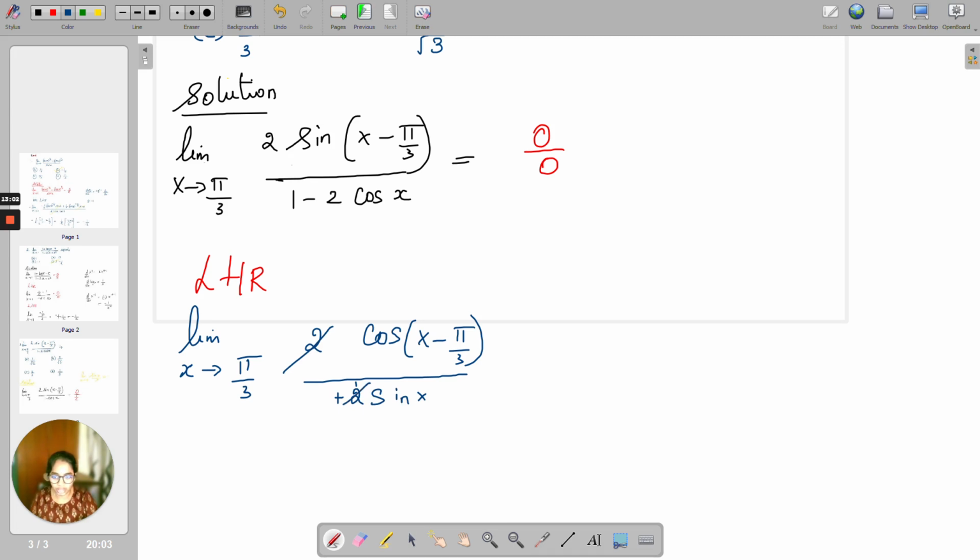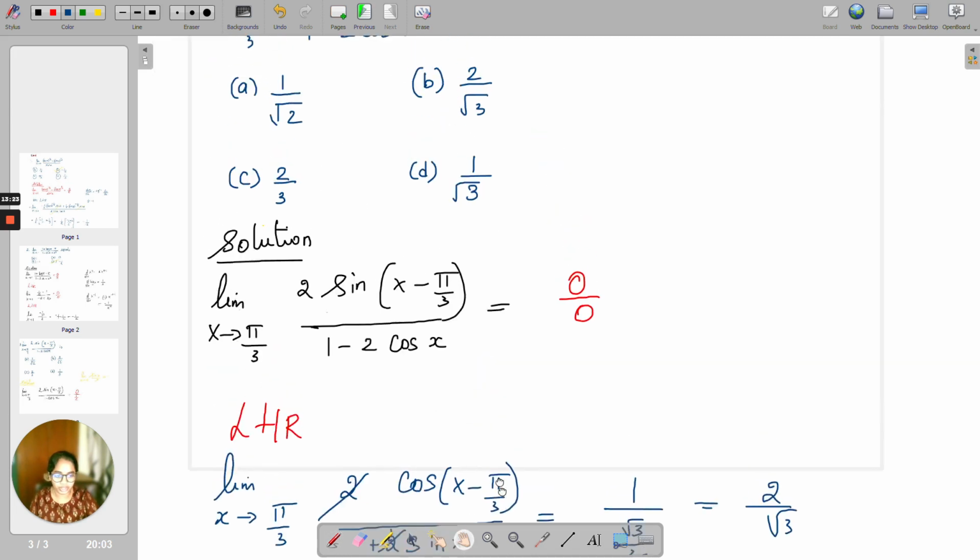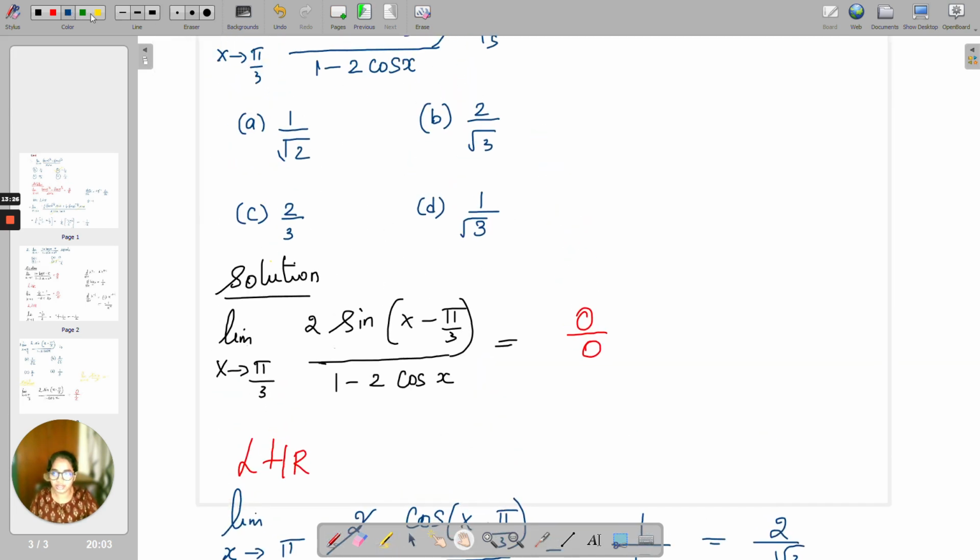Yes. So what happens if I substitute the limits? I would get cos 0, which is 1. What is sin pi by 3? Sin pi by 3 is root 3 divided by 2. So I would get 2 divided by root 3. Yes. So do we have 2 divided by root 3 in the options? Yes, that is option B.